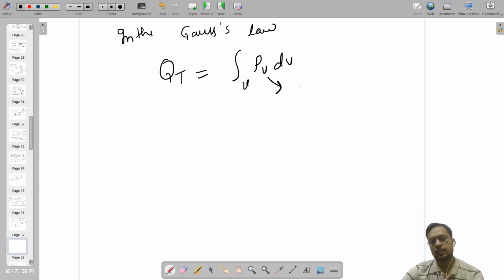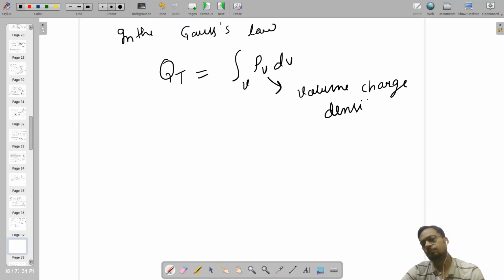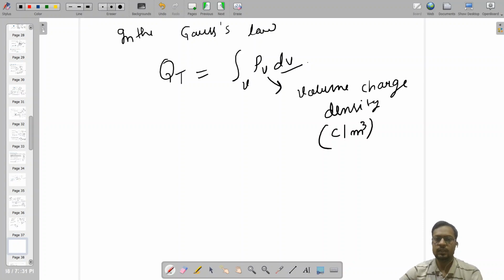Here rho v is volume charge density, and its unit is coulomb per meter cube. So this is in meter cube. Then this meter cube cancels out and we get coulomb. So the dimension is verified here. So this is the line integral, surface integral and volume integral.